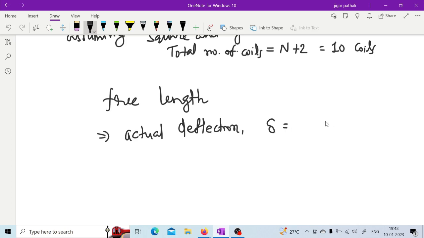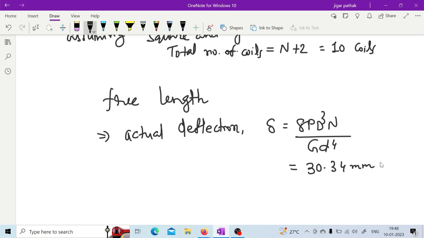So this deflection is what? 8 P D cube N upon G d raised to 4, right? So by considering exact 8 coils, what will be your deflection? 30.34 mm. Correct. 30.34 mm will be your actual deflection.